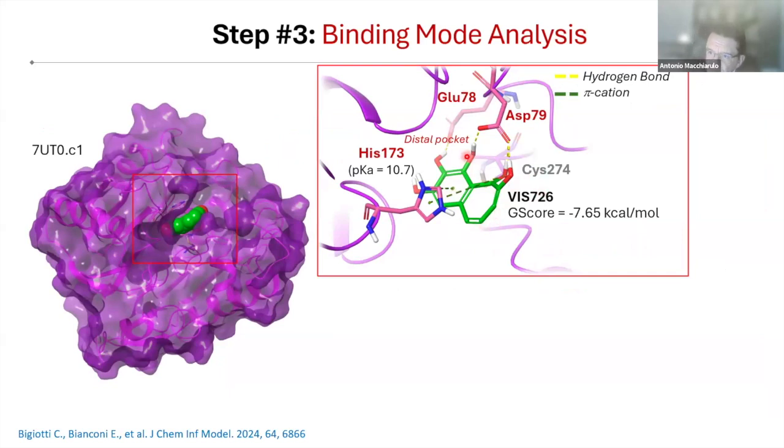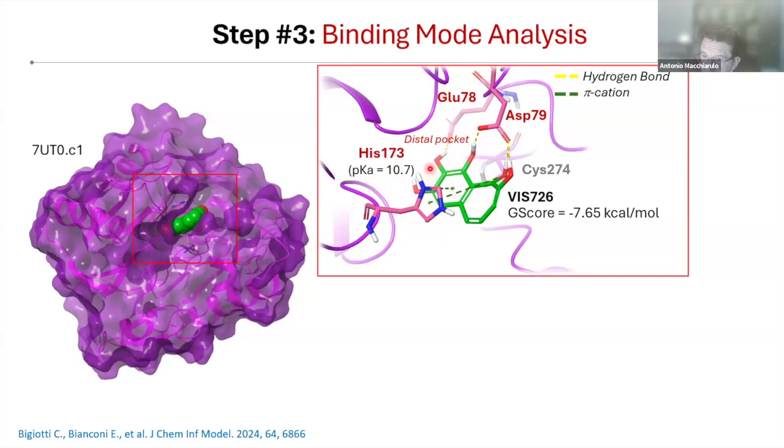Here we can see that the molecule binds the catalytic site close to cysteine 274, engaging different polar residues with hydrogen bonds, such as glutamate 78 and aspartate 79, and a histidine residue, which was predicted to have a pKa at basic level, so in protonated form, with pi-cation interaction as well as pi-pi stack interactions.